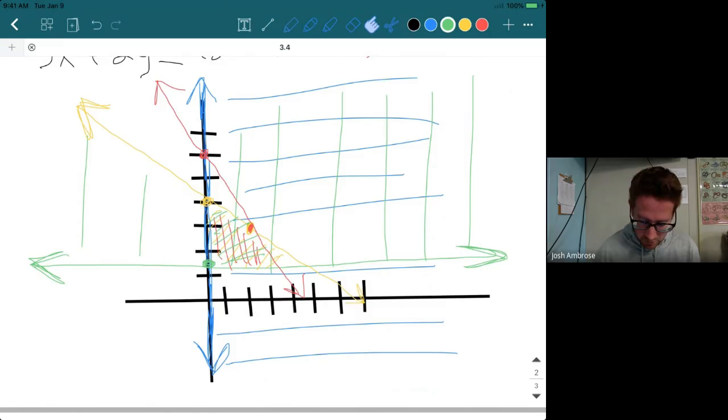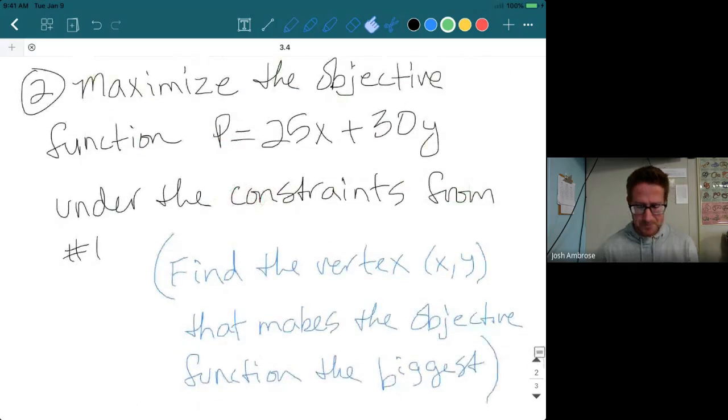Now, when we move into example 2, we're using the exact same constraints from number 1. So we're not going to use new equations. We don't have to make a brand new graph. We're going to maximize the objective function. And here's the objective function: P equals 25x plus 30y under the constraints that we just had in number 1.